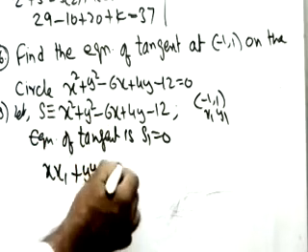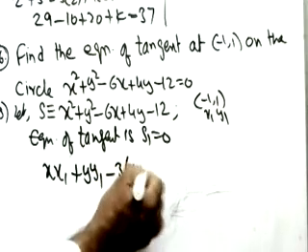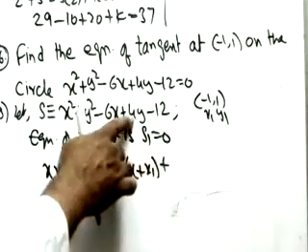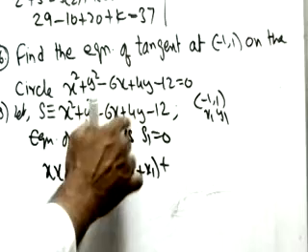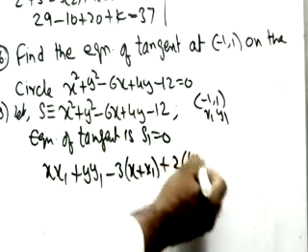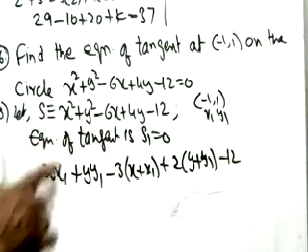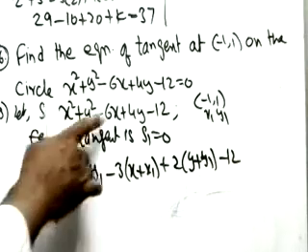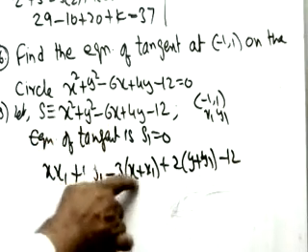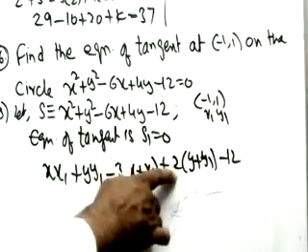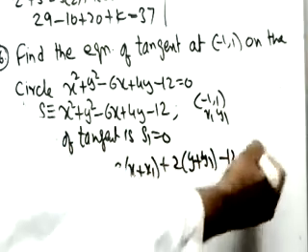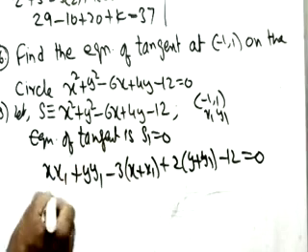Now reduce this by half. Minus 6 half will be 3 into, you write like this, x plus x1. Again you reduce this by half. Half of 4 is 2 into y plus y1 minus 12. X square xx1, y square yy1, 6 half is 3 into x plus x1, 4 half is 2 into y plus y1 minus 12 equals to 0.